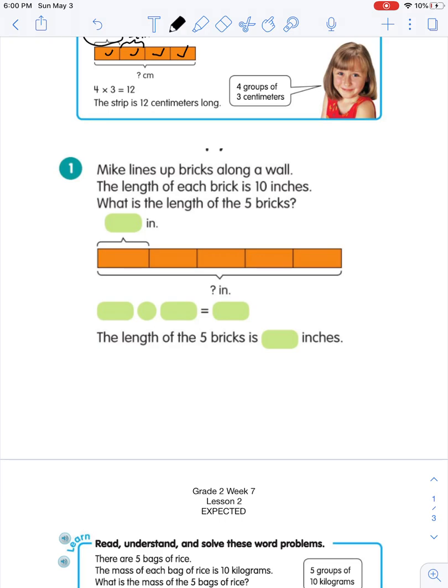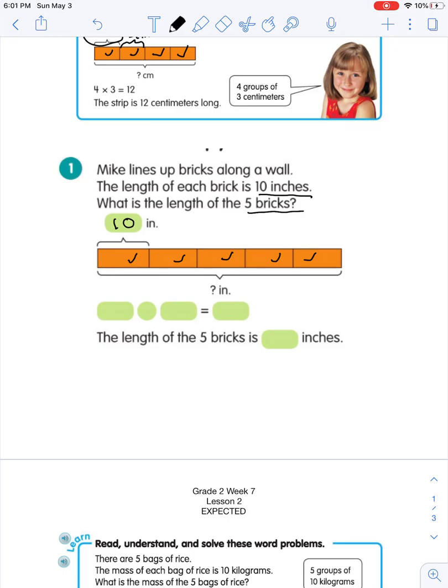Let's take a look at the problem below. It says Mike lines up bricks along a wall. The length of each brick is 10 inches. What is the length of the 5 bricks? So now we know one brick would be 10 inches. And what if we had 5 bricks? Well, looking at my picture, my 5 bricks are my 5 bars, right? Divided evenly. And it told me that one brick is 10 inches long.